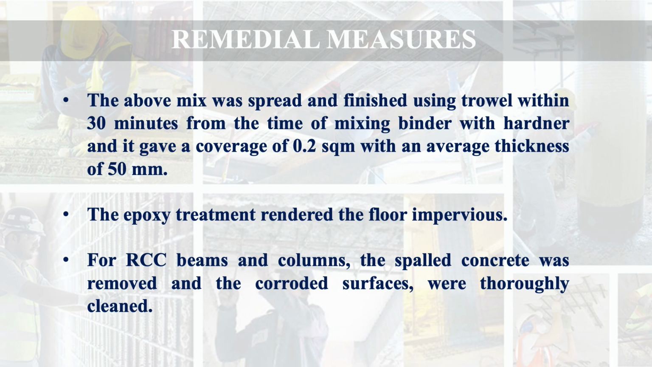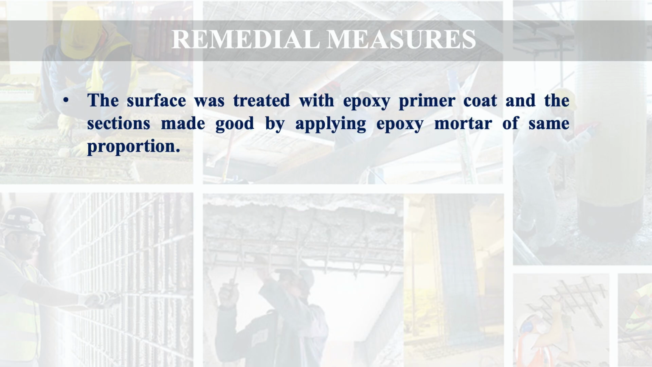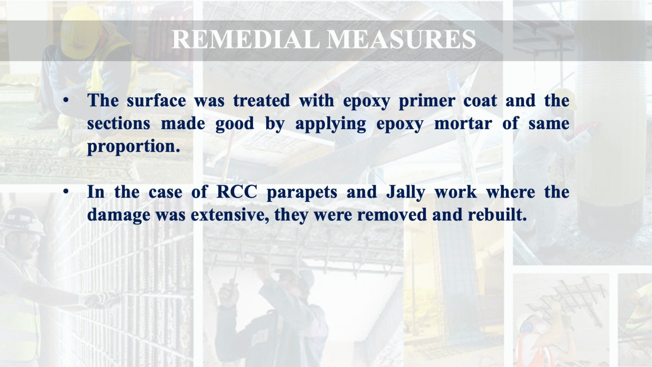For RCC beams and columns, the spalled concrete was removed and the corroded surfaces were thoroughly cleaned. The surface was treated with epoxy primer coat and the sections made good by applying epoxy mortar of same proportion. In case of RCC parapets and jali works, where the damage was extensive, they were removed and they were rebuilt.